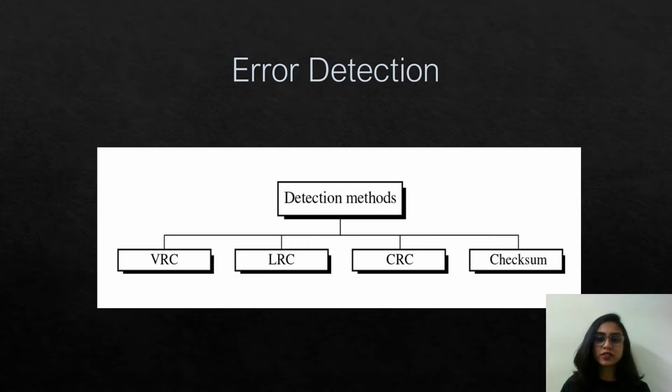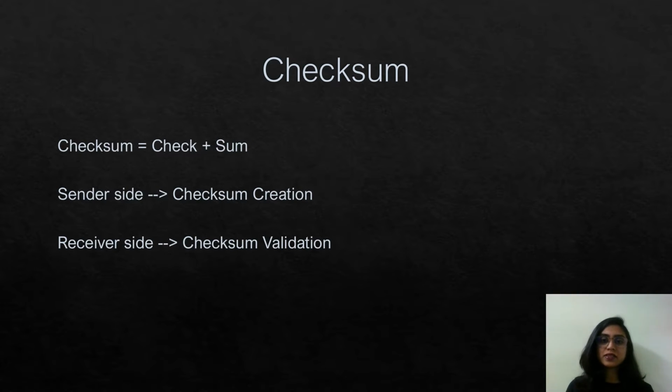Today we are going to discuss two error detection methods, that is the checksum and the CRC. Let us start the session with what is a checksum. As you can understand, the name itself says that checksum means it is going to check the sum. So the sender is going to create the message and with the message it is going to calculate the checksum and attach that checksum to the message.